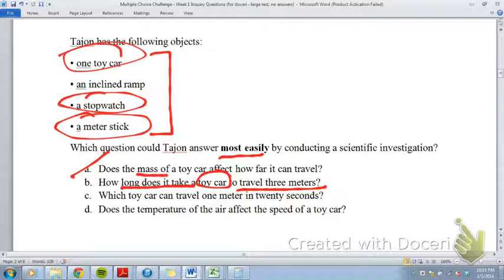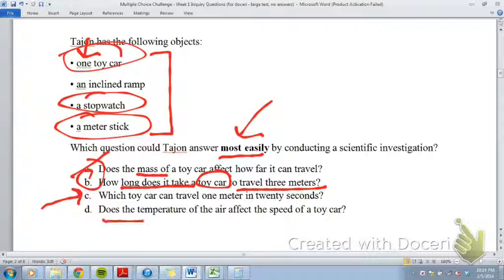Beautiful. We have everything we need to answer question B, so that's going to be our answer. But let's look at the other ones. Which toy car can travel 1 minute and 20 seconds? Well, we only have one toy car. So even though this is a better scientific question, he cannot easily answer it because he only has one.